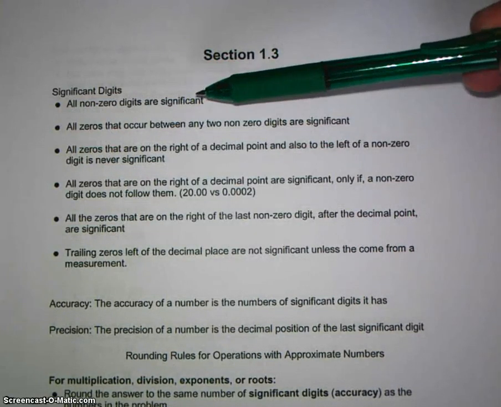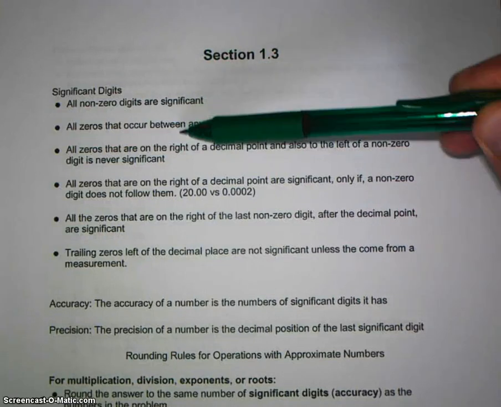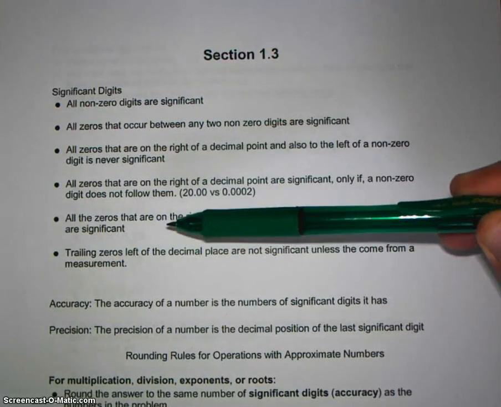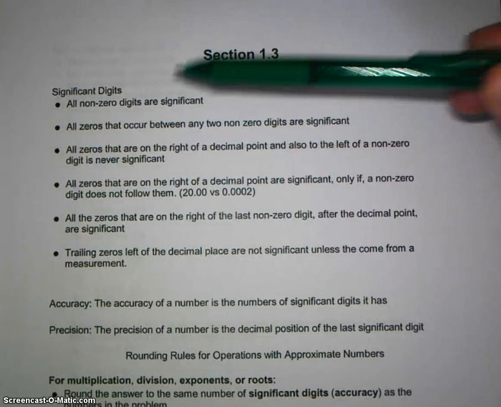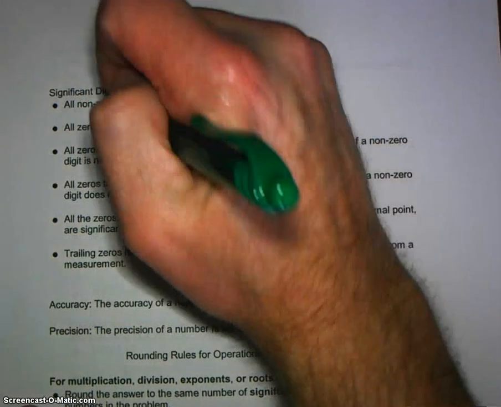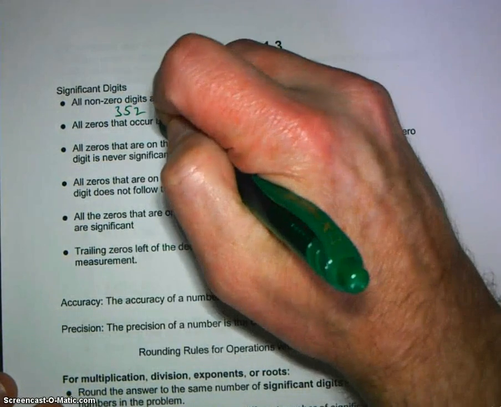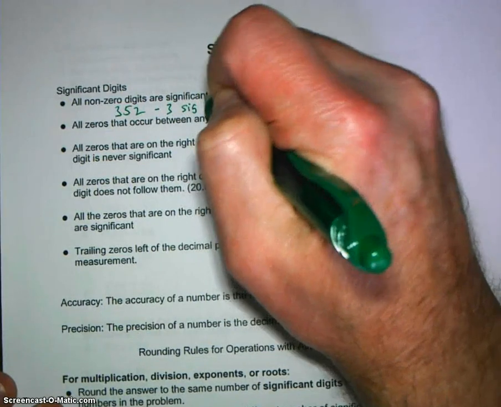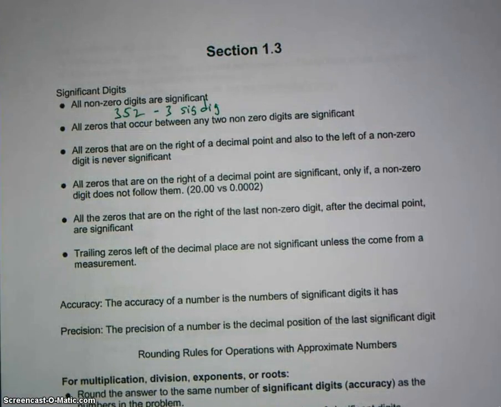Basically, there's two things here. What if your digit is not 0? And then all the other rules are what if it is 0? So 0 is the hard one here. So all non-zero digits are significant. So if I give you the number 352, all those things are not 0: 3, 5, and 2. So we would say this has 3 significant digits. And I'm going to abbreviate significant digits as SIGDIG. Takes a lot less time to write.